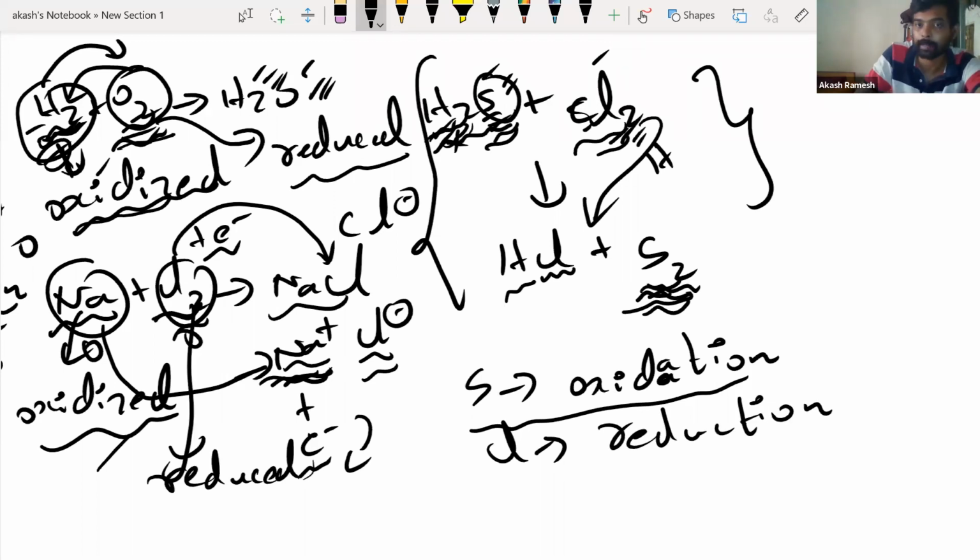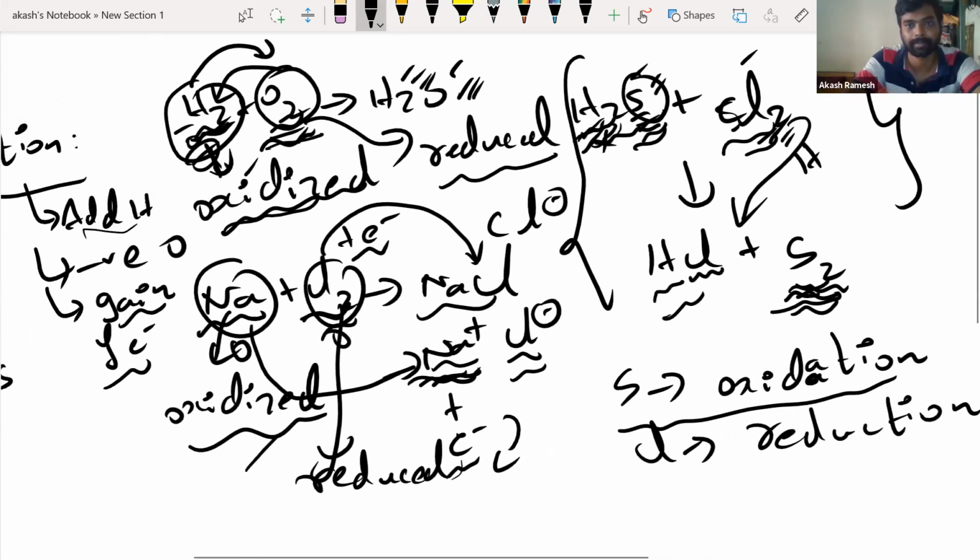Right? So again, I repeat, chlorine on the reactant side doesn't have hydrogen, but on the product side, it has hydrogen. So it has added hydrogen to chlorine. That means chlorine is undergoing reduction, sulfur is undergoing oxidation. Okay, I hope I made sense.